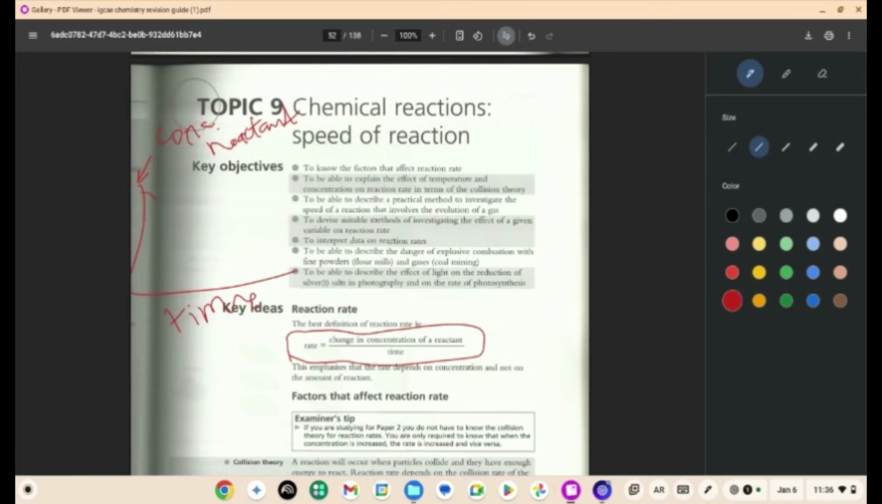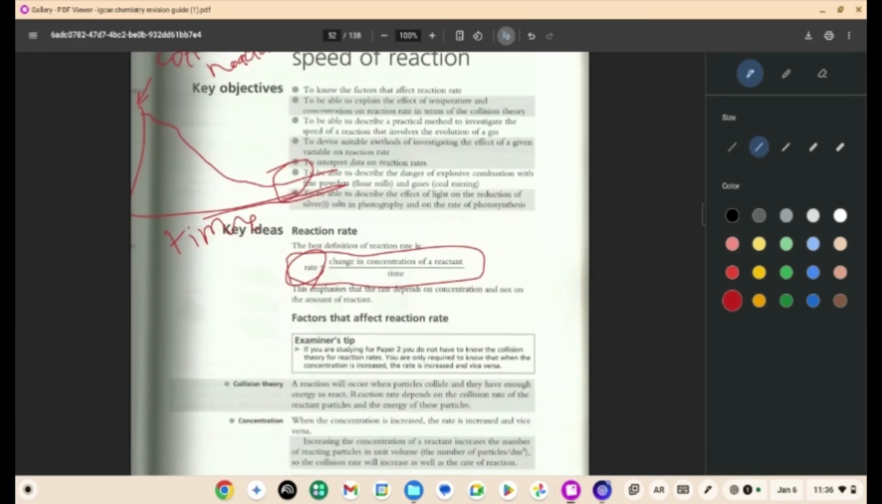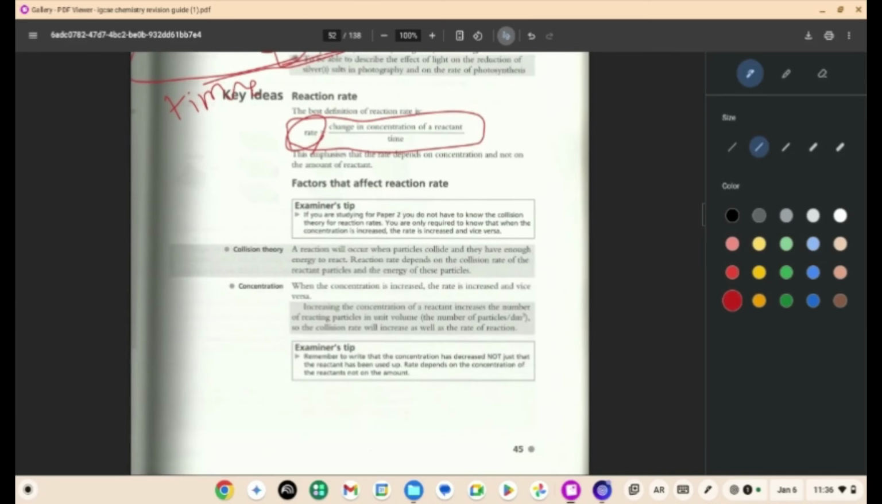So either the concentration decreases, or it can also increase, and at a certain point it stops. Why does it stop? Because all the reactant will change to the product. Any change in concentration of the reactant within the time, we call it the reaction rate. To understand the factors that affect the reaction rate, we first need to understand the collision theory.